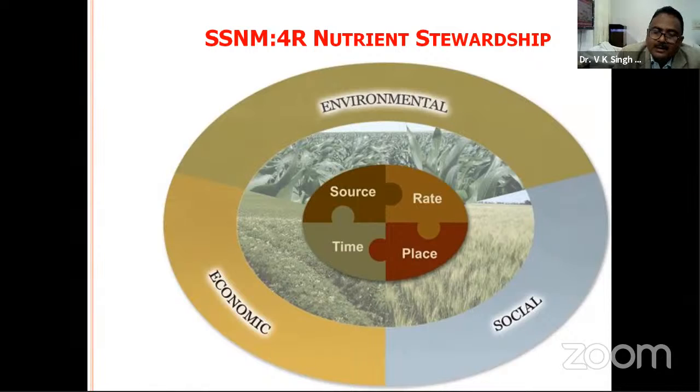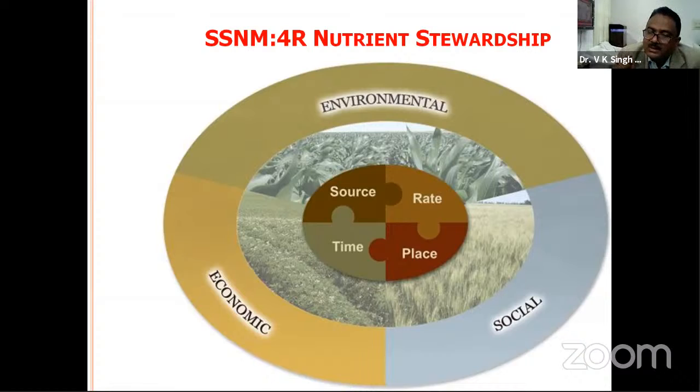And then right time. What time is the nutrient important? For example, nitrogen we apply in splits, but potassium is also required at the reproductive phase because it has a greater role in grain filling. But what recommendation do we generally give? We should apply 100% potassium at the time of sowing. So that sort of thing we take care of in the SSNM approach.